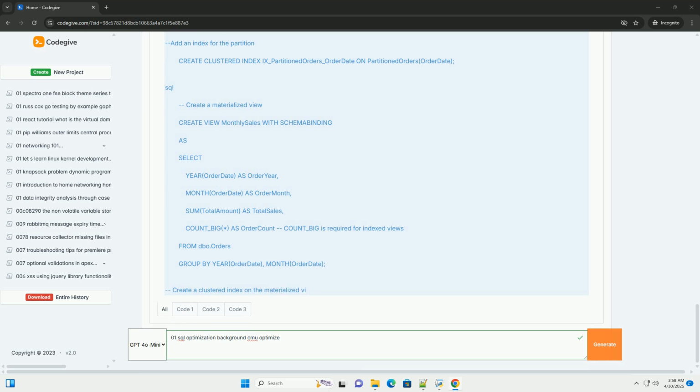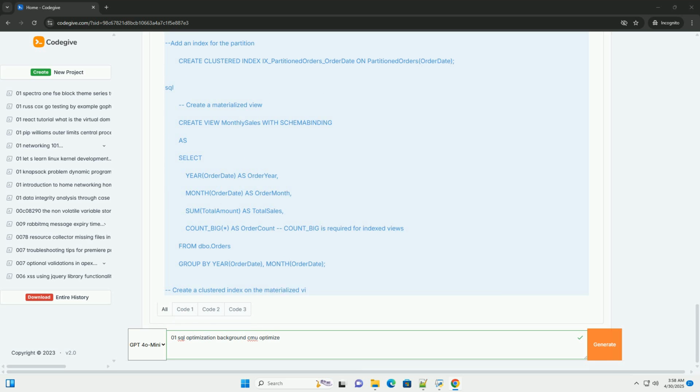Example, SQL Server. Considerations. Don't over-index. Too many indexes can slow down insert, update, and delete operations because the indexes must be updated as well. Consider clustered versus non-clustered indexes. A clustered index determines the physical order of the data on disk. There can be only one clustered index per table. Regularly review and drop unused indexes.